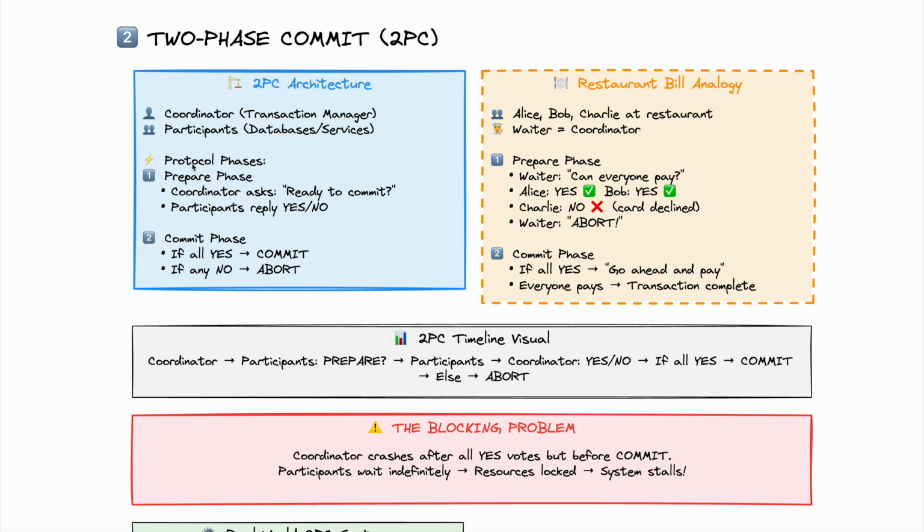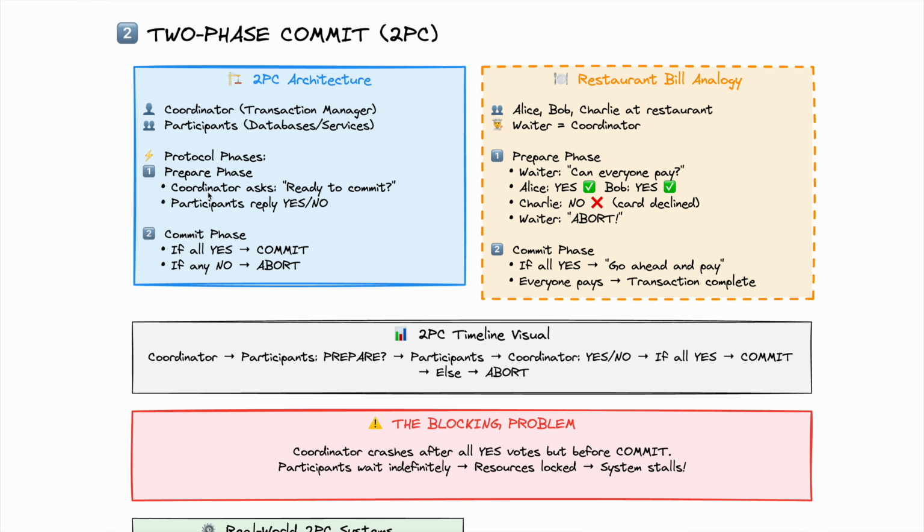In the first phase, called the prepare phase, the coordinator asks all participants whether they are ready to commit. If all the responses are yes, then in the next phase we go ahead and commit. If any one of them responds no, then we abort the transaction.